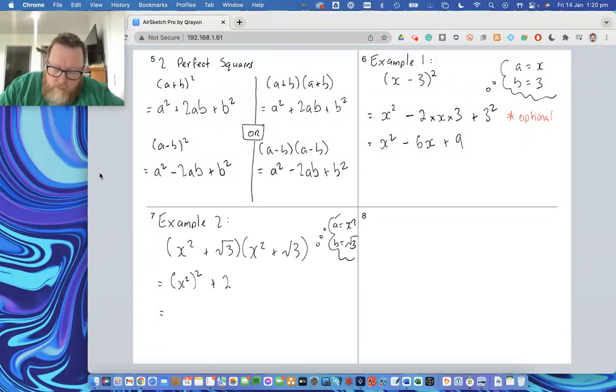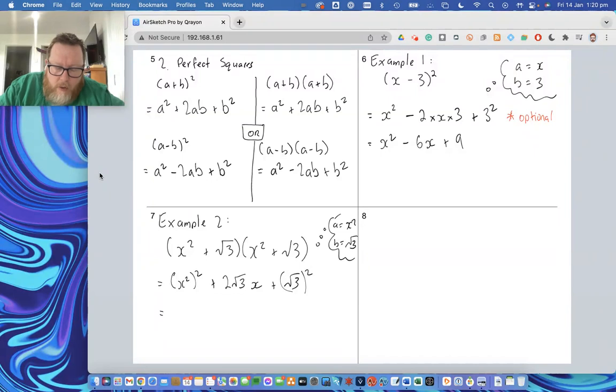So I'm going to go 2 root 3 x. Whether you put that little bar over the top of the 3 or not, it's up to you. You can see I've done it here, but not here. Both are acceptable. So 2 root 3x, and then I've got root 3 squared, which I'm just going to take an extra line to do. So I've got root 3, and then I'm squaring that as well.